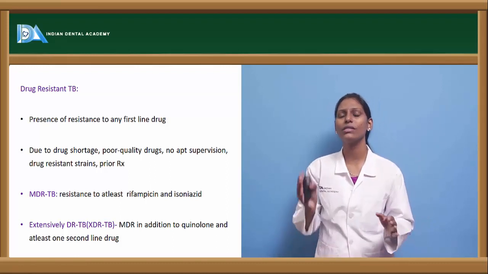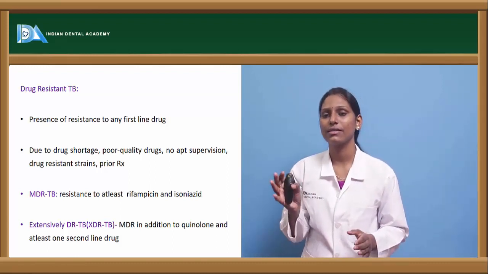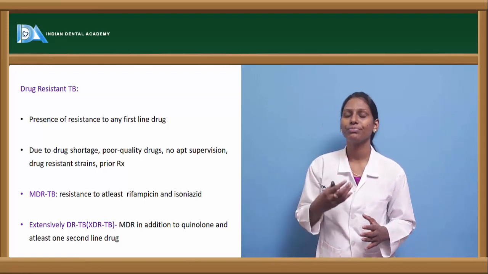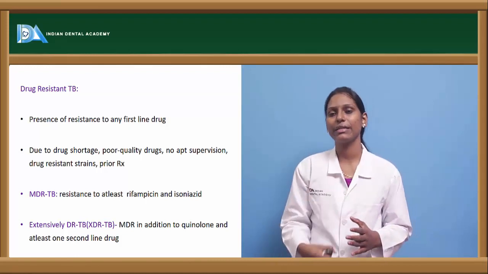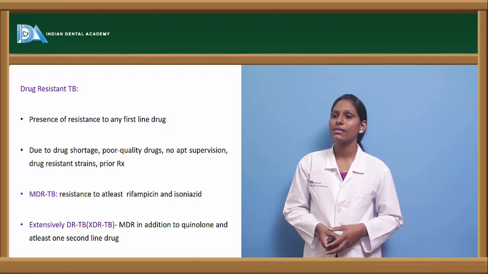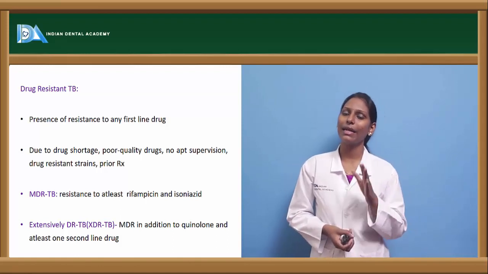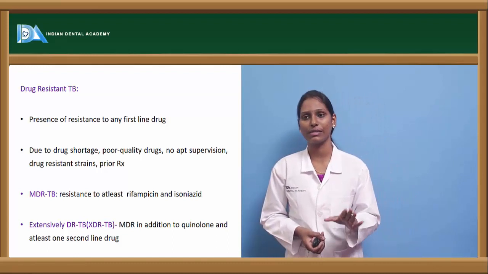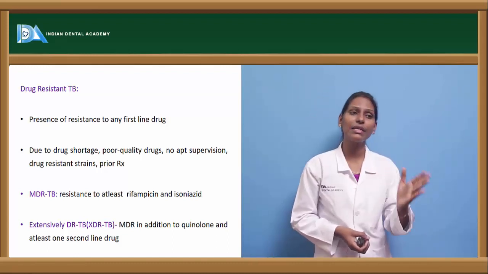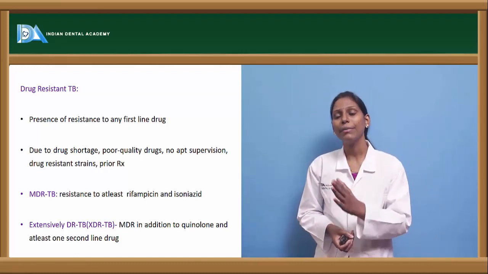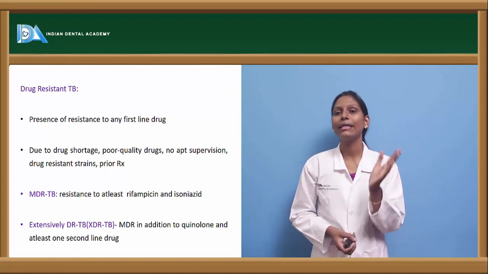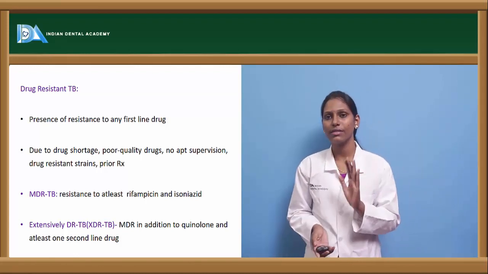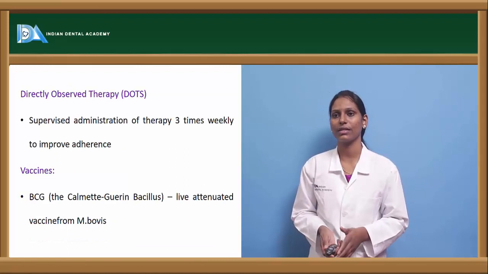Whatever the cause may be, drug resistant tuberculosis is one of the potentially difficult cases to treat. Normally, multi-drug resistant tuberculosis is resistant to at least rifampicin and isoniazid. In extensively drug resistant tuberculosis, there is MDR in addition to resistance to quinolone and at least one second line drug.